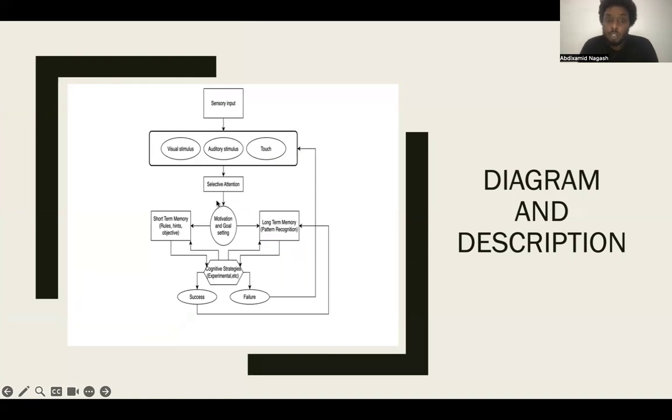After they see the toy, they're going to go into the motivation and goal setting. They're going to come up with plans, and they're going to come up with the decision that they're going to place the toy in the correct bin.